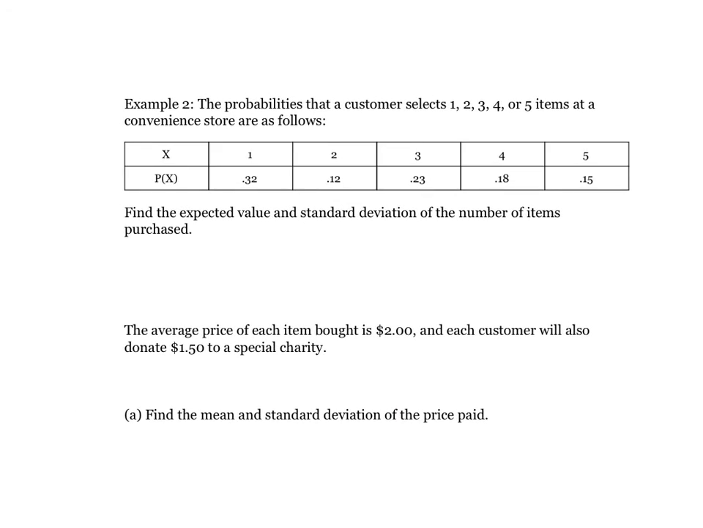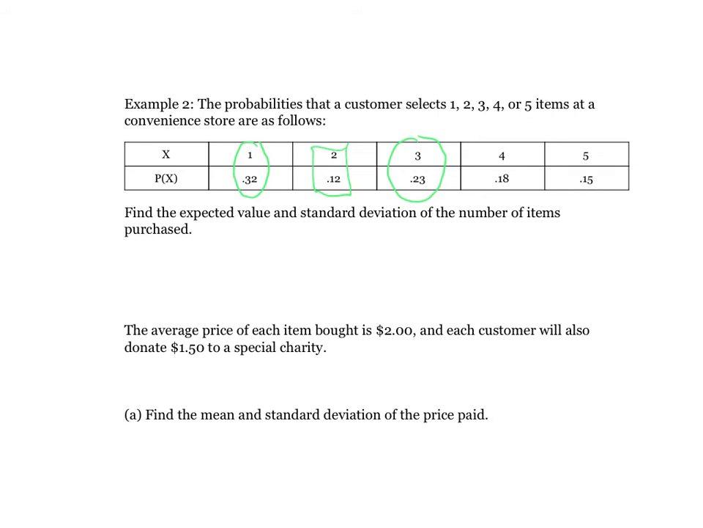Here's one more example. Example 2. It says the probability that a customer selects 1, 2, 3, 4, or 5 items at a convenience store is as follows. Okay, so it looks like the most frequent event that happens is the customer selects one item. That happens 32% of the time. And it looks like the second most likely thing is that 3 items would be selected. And interesting, the least likely thing is 2 items, which is a lower chance than them picking 5.